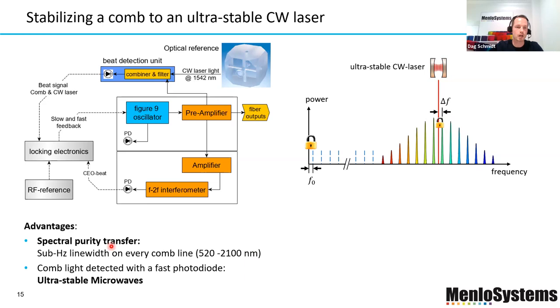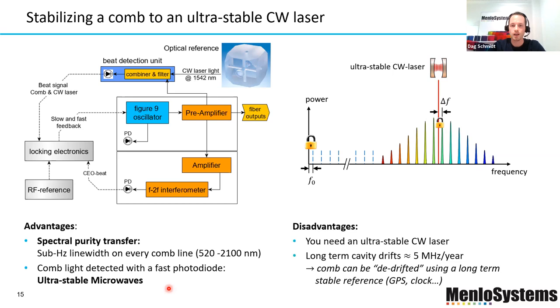The other advantage is that if you detect this light of the frequency comb, which is now locked to the ultra-stable cavity, on a fast photodiode, you get ultra-stable microwaves. And this is exactly the other way around. Like I told you on the slide before, there's a problem with the upconversion of the RF noise. This is correct. And here we use this because the optical reference already has a very, very low phase noise. If we now lock the comb to that and detect the light on a fast photodiode, we not only divide the optical frequency down to the repetition rate of the comb, we also divide the noise of the optical reference down by a factor of n. So also the noise is divided by a factor of roughly 1 million. And in the end you get record-breaking ultra-stable microwaves.